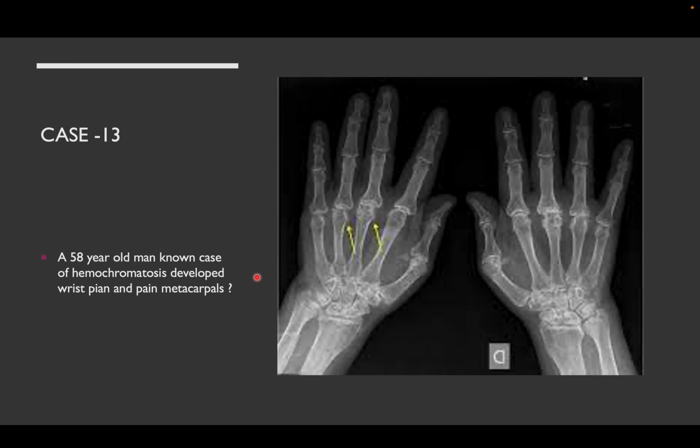A 50-year-old male, known case of hemochromatosis, developed fist pain and pain in the metacarpals. So you can see in this case hemochromatosis classically causes CPPD, calcium pyrophosphate disease. Calcium pyrophosphate disease generally is a mimicker of many things. It can deposit in hand, it can deposit in knee, it can deposit in ankle, it can deposit anywhere. It can present as osteoarthritis, it can present as rheumatoid arthritis, it can present as gout. Any disease it can present as. So CPPD deposition is classically seen in case of hemochromatosis.